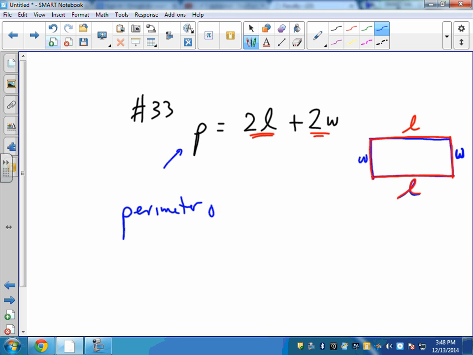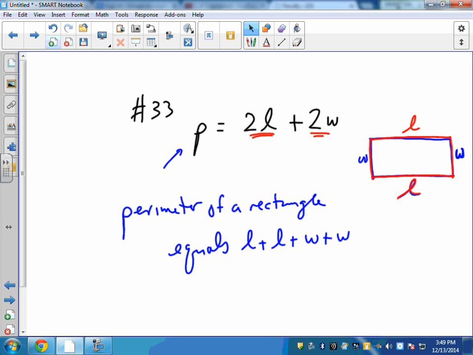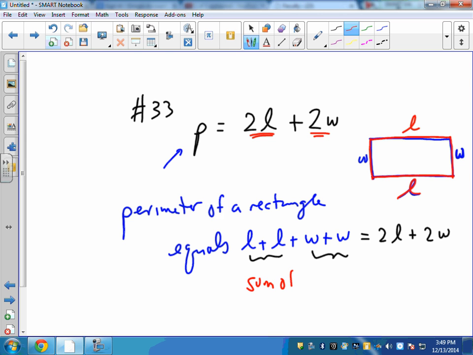So we know that the perimeter of a rectangle, adding up all four sides, equals L plus L plus W plus W, right? All four sides. And then like in the first review video, we like to combine like terms. So L and L, that's a couple of L's. And W and W, that's a couple of W's. So there we are. The perimeter of a rectangle equals the sum of all four sides. That would be a good explanation.